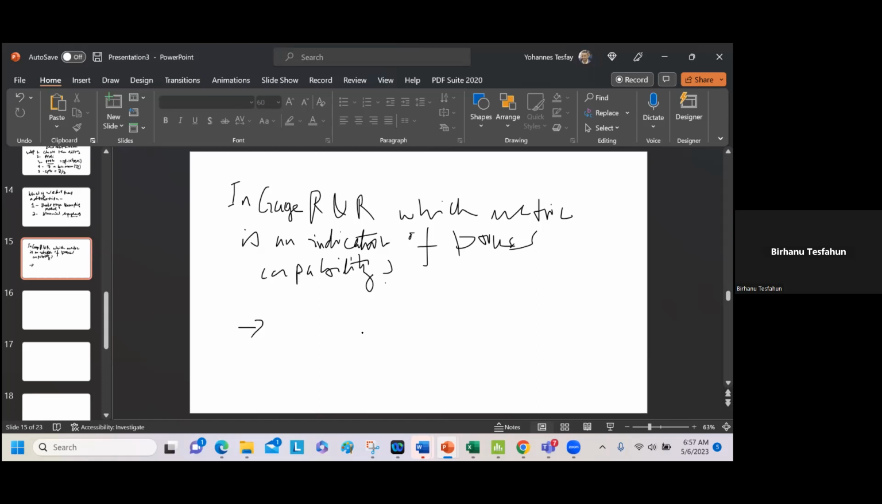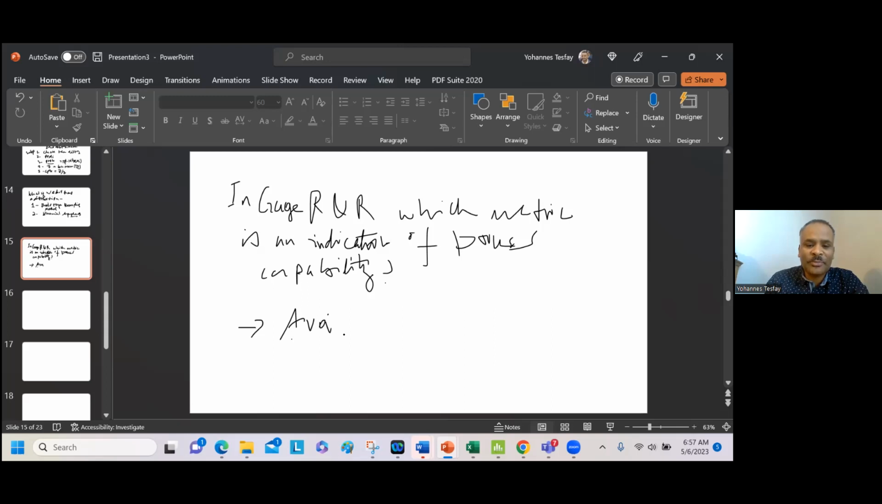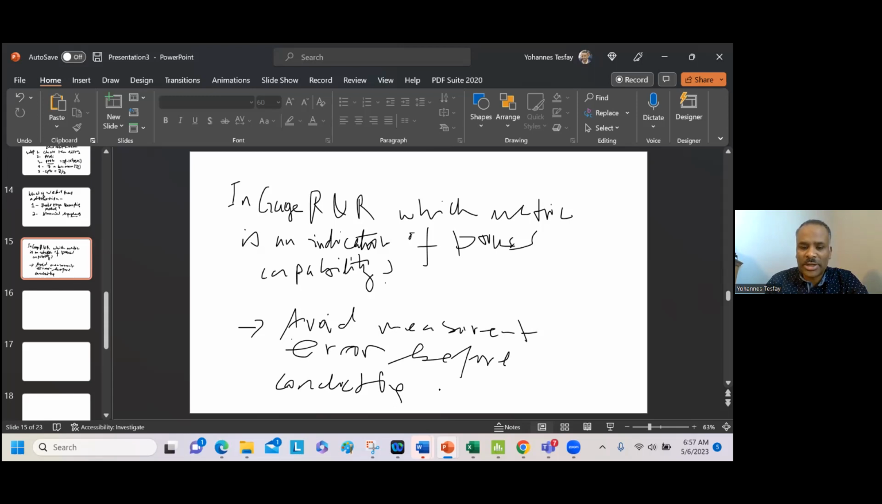So that's what it is. Here there is error in measurement, so first avoid measurement error before conducting the process capability study.